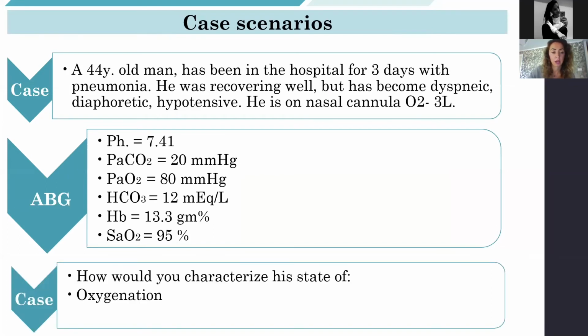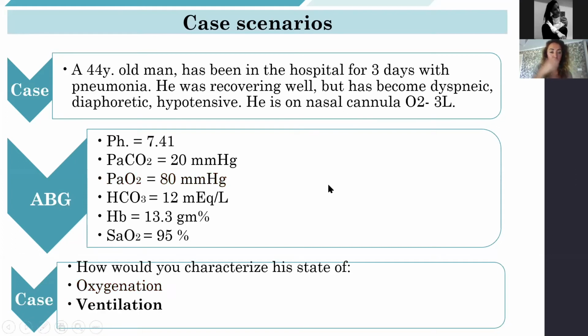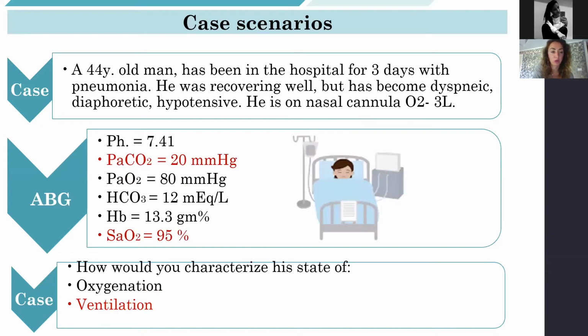In the beginning, I would like you to characterize his state of oxygenation. When we are looking at his oxygenation status, we should look at the PO2, which is 80, and that shows us that the patient has good oxygenation. How would you characterize his state of ventilation? When we are trying to see how his ventilation is, we will see the saturation of oxygen, that is 95, and we have PCO2, that is 20. Excellent. Yes, we have compensation here.